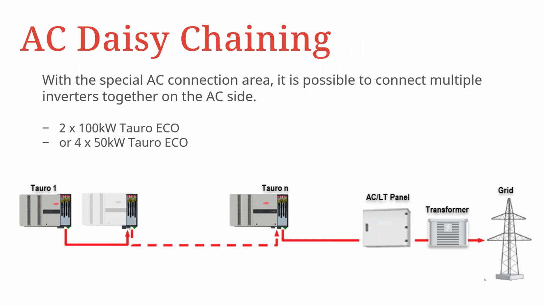With the Tauro inverters, it is also possible to do AC daisy chaining. This is a special AC connection area in the inverter that makes it possible to connect multiple inverters together on the AC side. So for example, you can connect 2 by the 100 kilowatt variant of the Tauro Eco together, or 4 by the 50 Tauro Eco variant inverters.